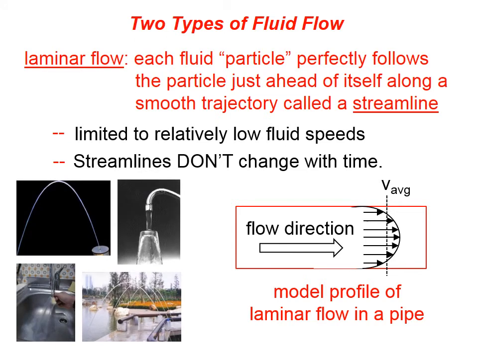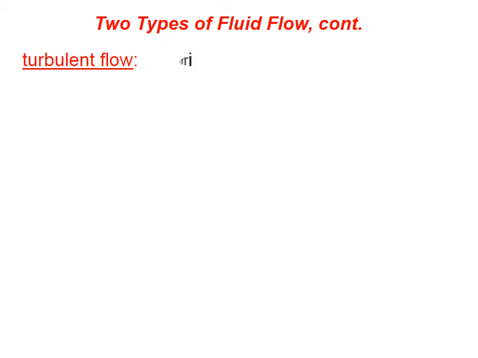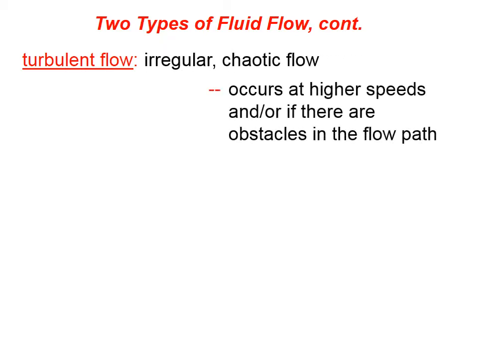And here are some pictures that show relatively laminar flow. You can see the nice smooth trajectory on all of these pictures. That's laminar flow. Turbulent flow, on the other hand, is irregular and chaotic. Turbulent flow occurs at higher speeds and/or if there are obstacles in the flow path.